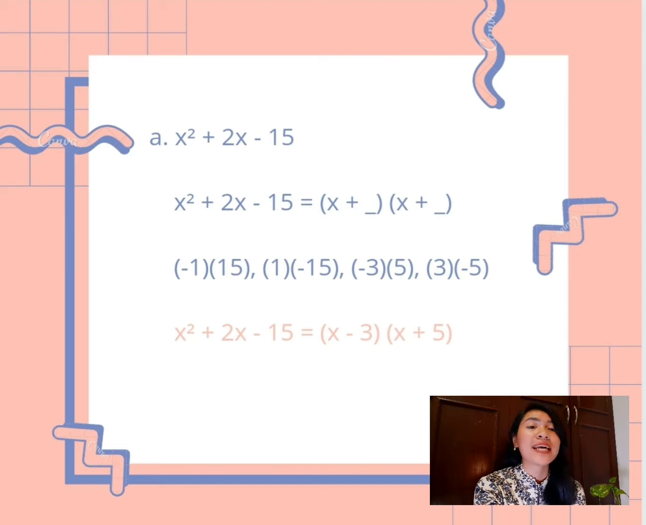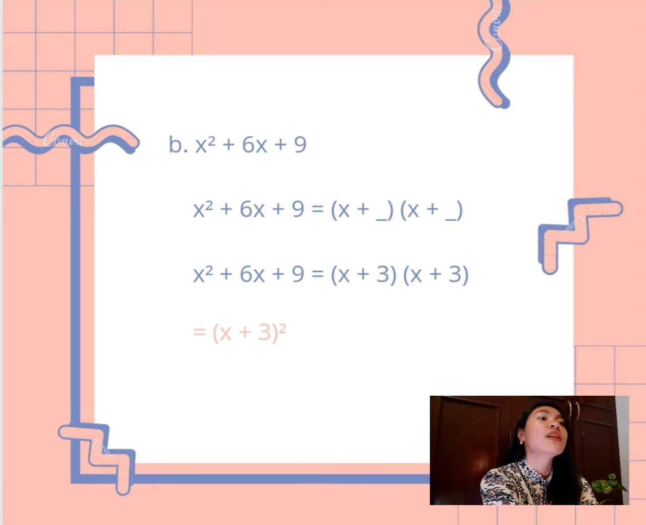When we multiply them, we will surely get the product of negative 15. And when we simplify them, we will get the difference of positive 2x. So the answer will be x squared plus 2x minus 15 is equal to x minus 3 times x plus 5. For the second example, we have x squared plus 6x plus 9.